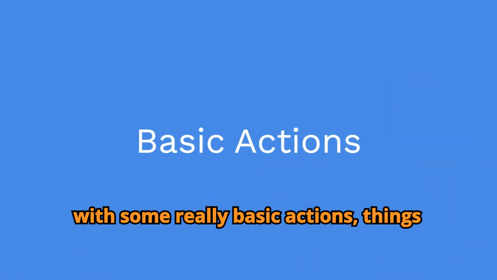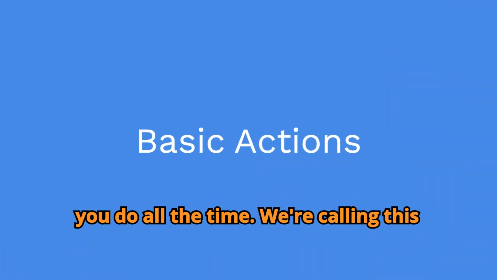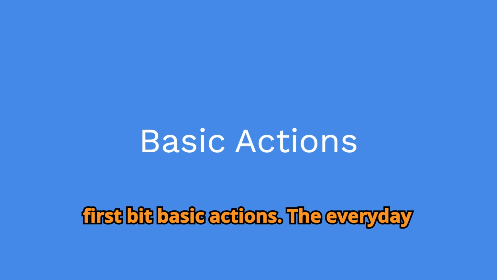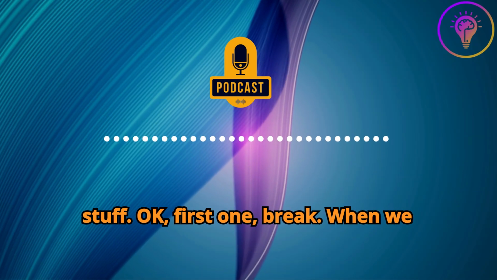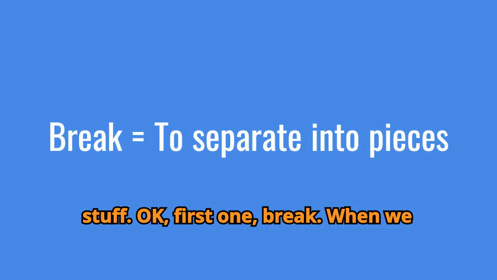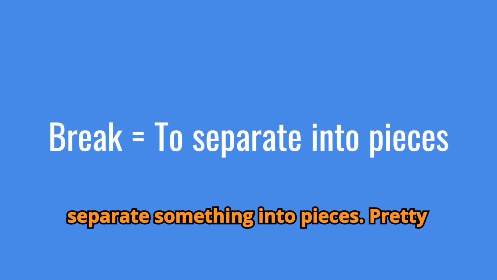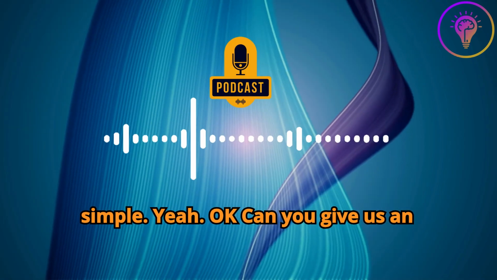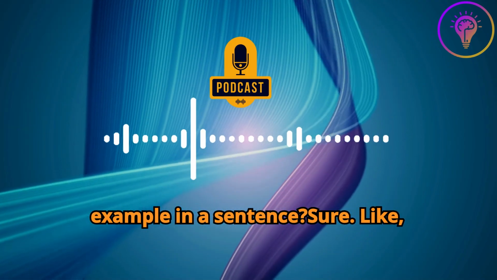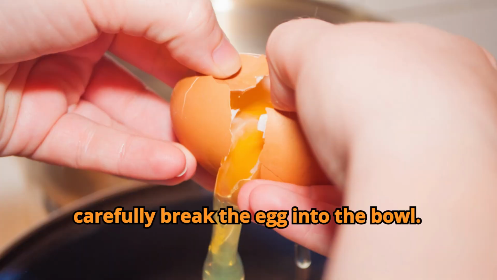Okay, let's start with some really basic actions. Things you do all the time. We're calling this first bit basic actions. The everyday stuff. Okay, first one. Break. When we break something in the kitchen, what does that actually mean? It just means to separate something into pieces. Pretty simple. Can you give us an example in a sentence? Sure. Like, carefully break the egg into the bowl.